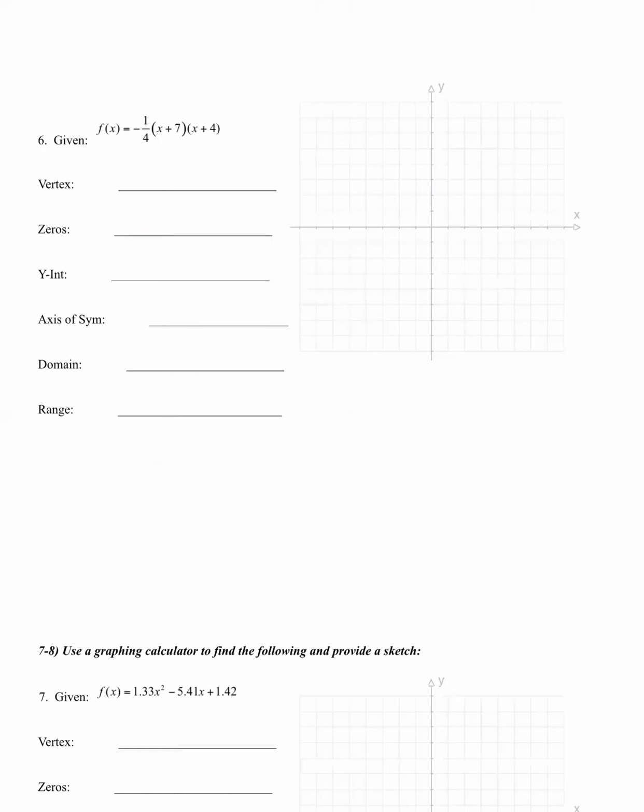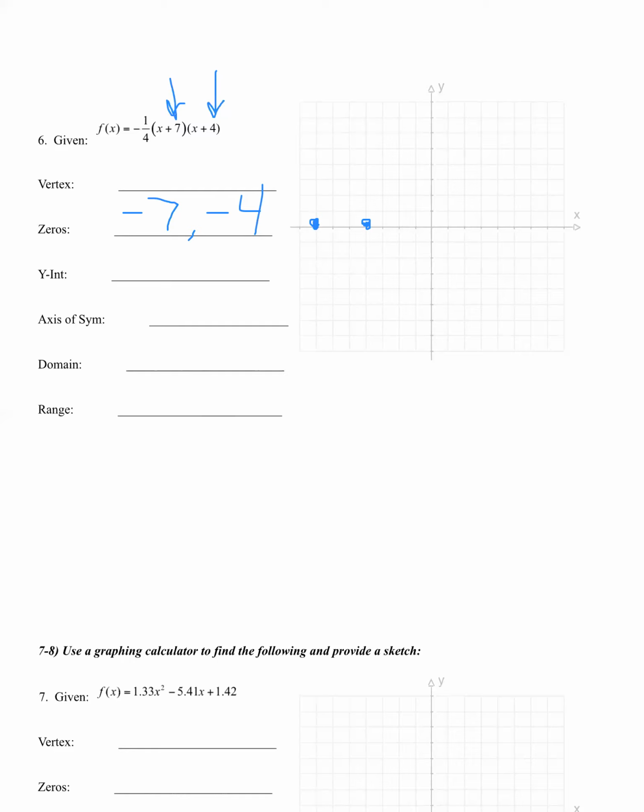Ooh, intercept form. This is probably my favorite. Okay, so intercept form, this one I can look at it and I know where those x-intercepts are. So it's always going to be the opposite of each of these. So my zeros are going to happen at -7 and at -4. So I'm going to start with dots at those two. So a -4 and -7.